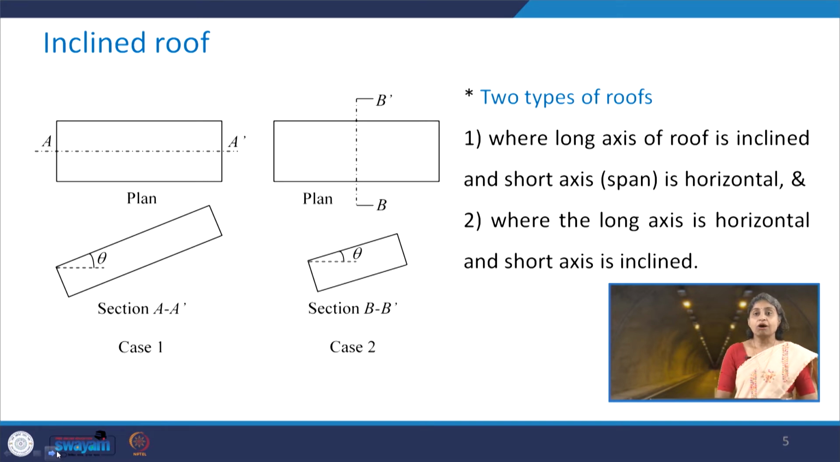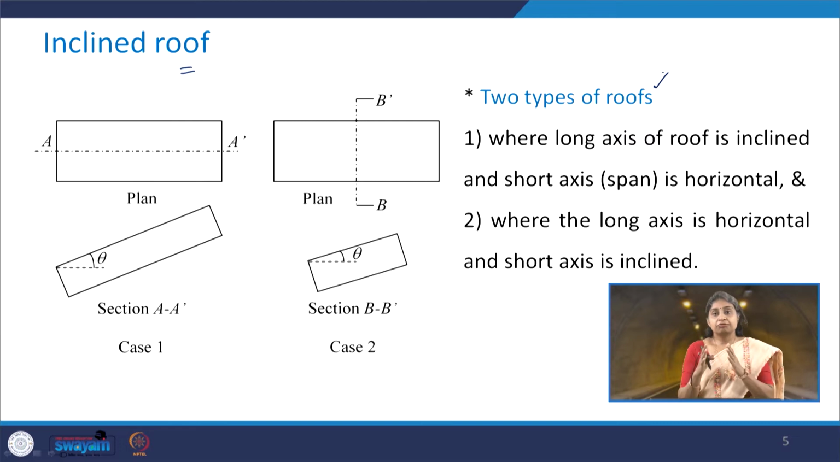As of now, we have discussed only horizontal layers as part of the roof, but there can always be an inclined roof. So, let us take a look at how we can handle such a situation. There can be two types of roof. First is that the long axis of the roof is inclined and the short axis is horizontal. Let us say this is the long axis and this is the short axis. So, the situation is going to be like this: the short axis is horizontal, but the long axis is inclined.